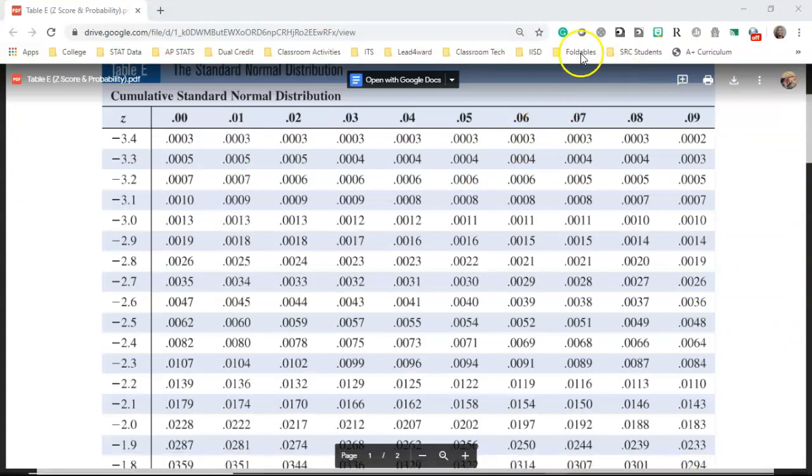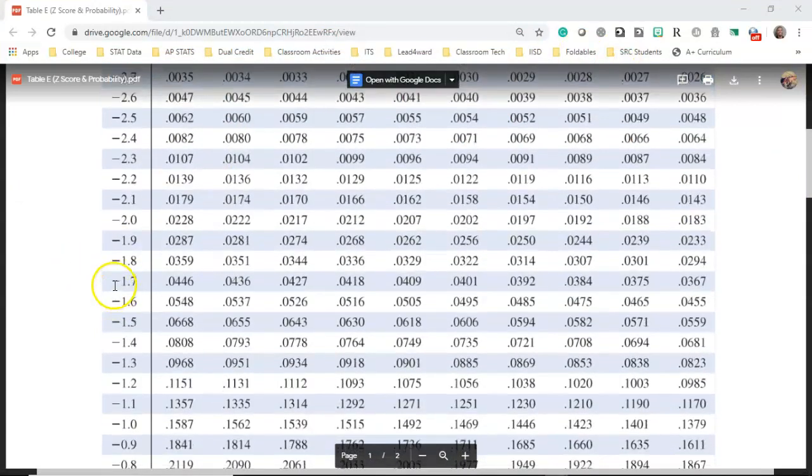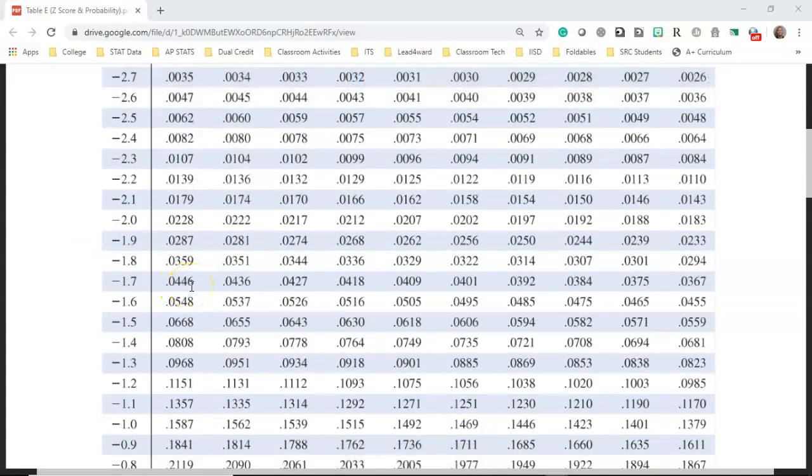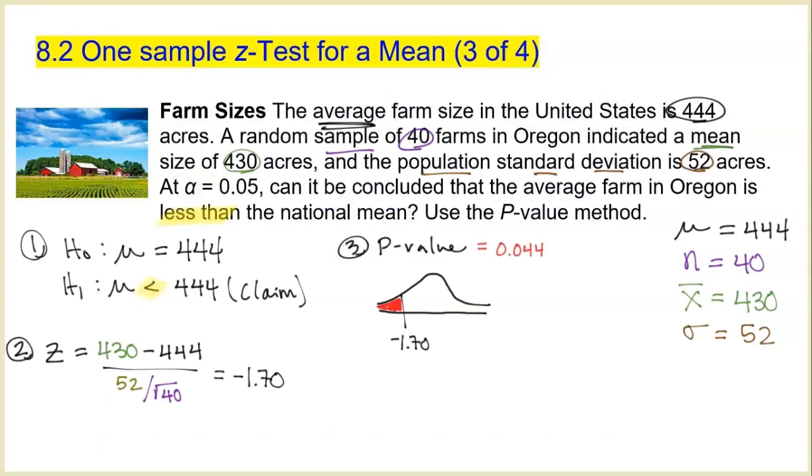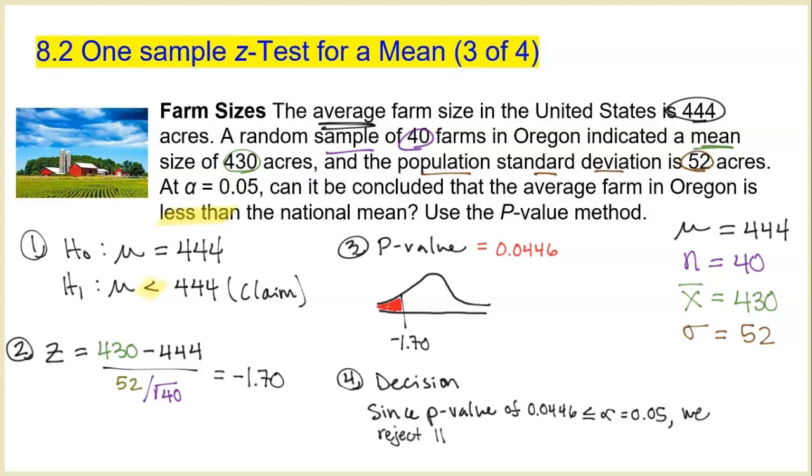So we go to our table and look up negative 1.7. 0.0446 would be the area to the left of that z-score, which is also the probability. So my p-value is 0.0446, and then we look at our decision. Since the p-value of 0.0446 is less than our alpha value of 0.05, we must reject the null hypothesis, right? Because this is considered small relative to this number, we have to reject this. We reject this value here.